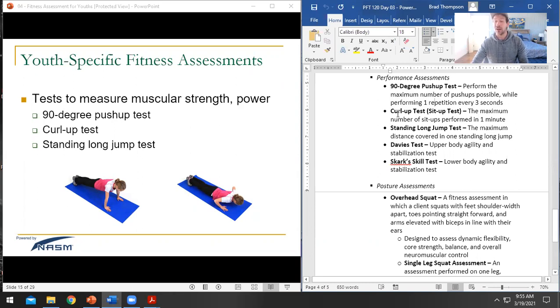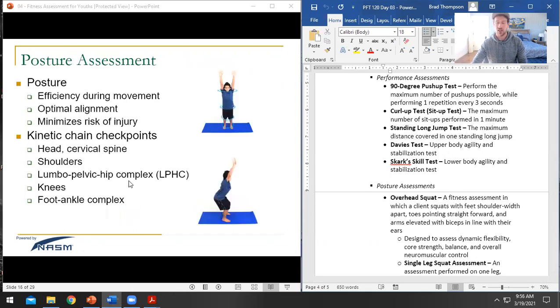We also have the curl up test, which is a sit up test. That's how many sit ups can you do in 1 minute's time? So you set a 1 minute timer, hit start. They're going to do as many as they can in 1 minute. And then there is the standing long jump test, which is a two legged long jump where you jump as far forward as you can, and measure the distance that they travel.